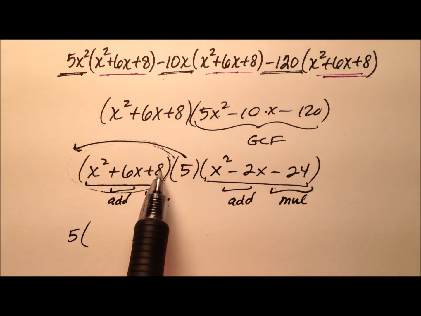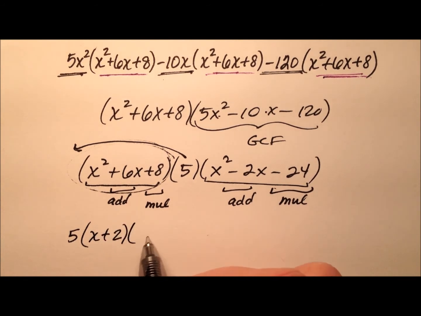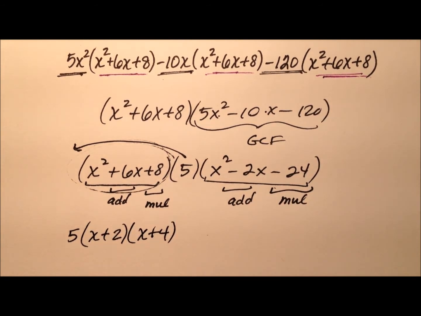So factors of 8 are 1 times 8 and 2 times 4. Looks like 2 and 4 will work nicely. So x plus 2 and x plus 4.